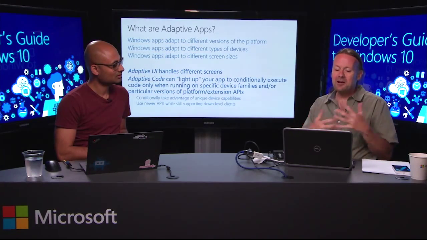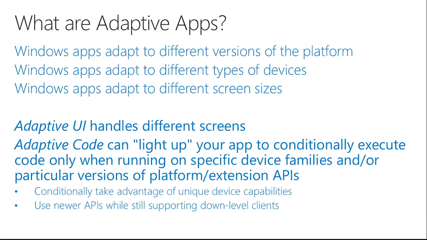We're talking about adaptive UI being different screens, but adaptive code is about lighting up your app, conditionally executing things when running on these devices. There are two aspects to this. First, using an API that's only available on one particular device. An example would be the brightness control on the desktop, or the GPIO controller on Raspberry Pi, which you're just not going to have on other device families, but it's pretty fundamental to creating an app for those devices. So that's about taking advantage of unique device capabilities.